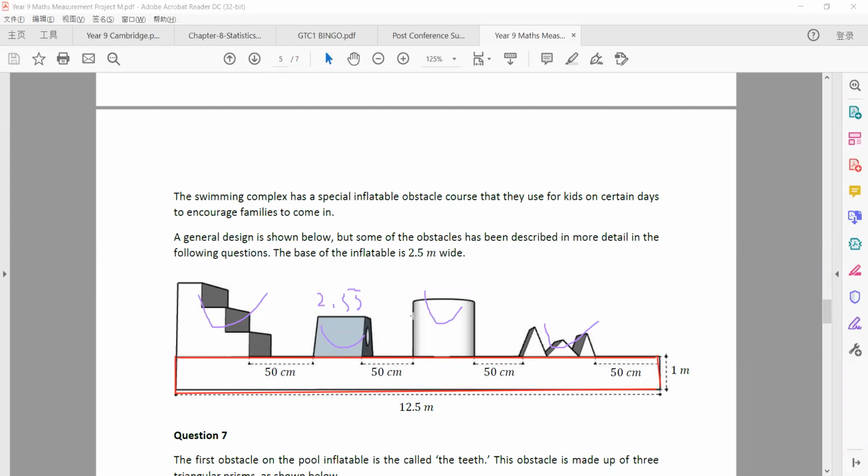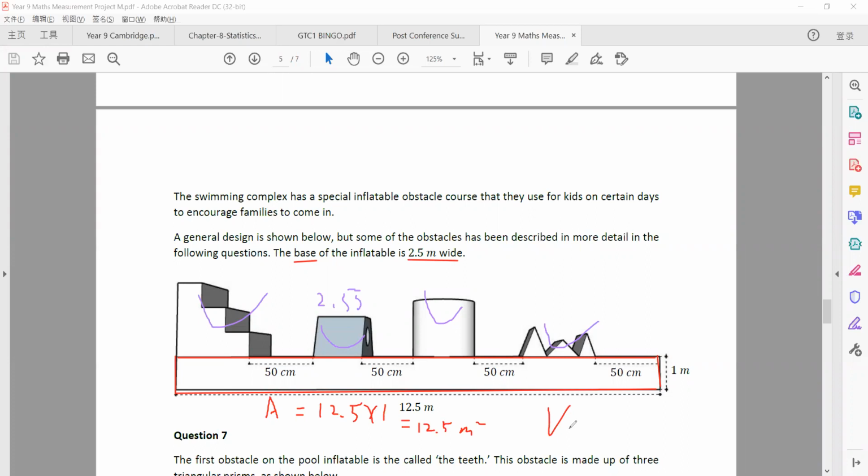You need to add this one. So how to get the volume of this red part? You know the base is 2.5 meter, because this is the base. First it's the same. We just calculate the cross-sectional area of this part. I just change it back to pen. So the cross-sectional area of the base will be length times width, so that will be 12.5 times 1, still 12.5 meter square. And you know the width is 2.5.